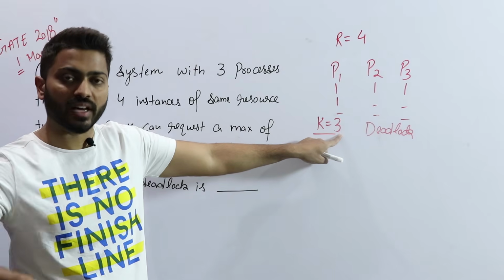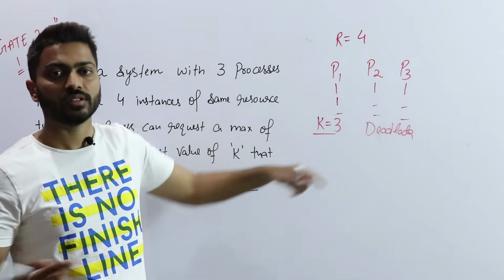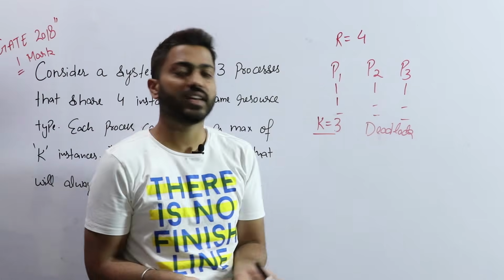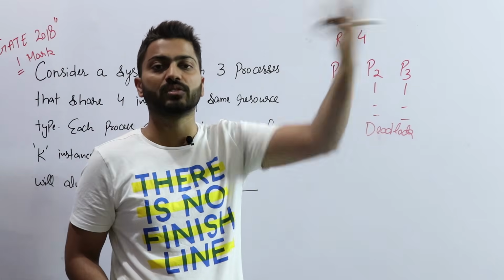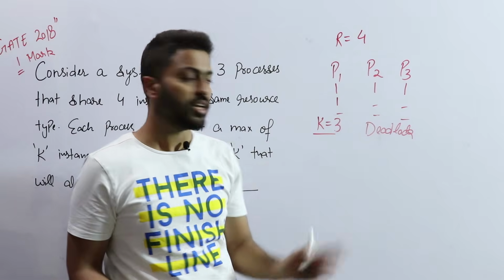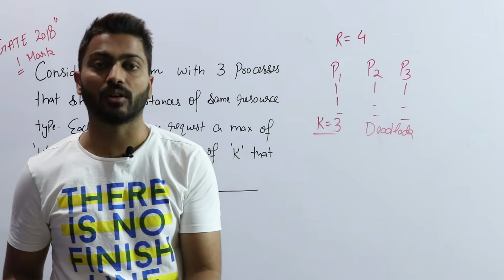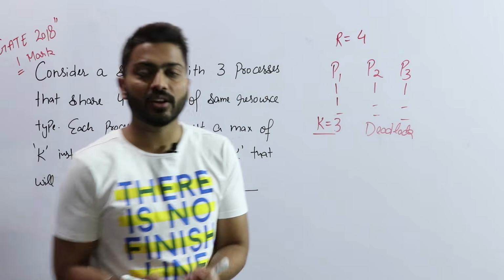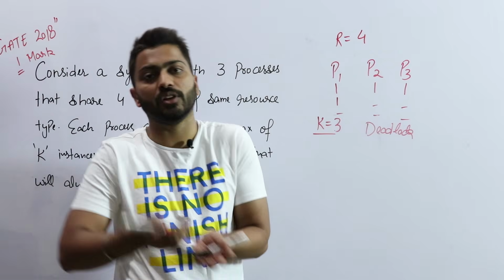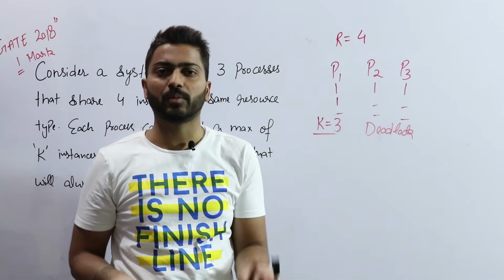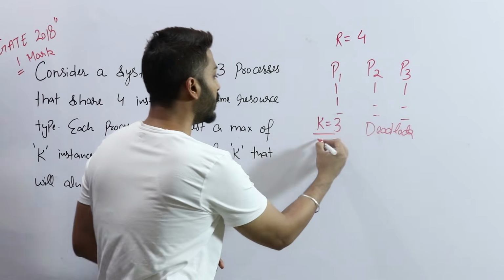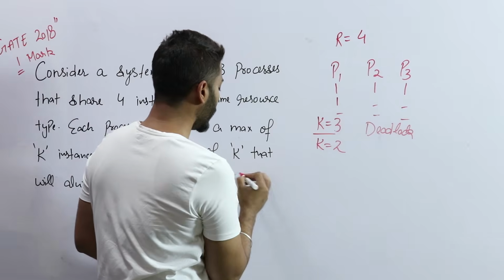So what is the value next? Because 3 is not the right answer, how can we take the demand as 4, 5 or 6? We cannot increase the demand, because when the demand is 3 only, there is still a possibility of deadlock in one case. So we cannot increase the value of K from 3 to 4, 5, 6. So what is the appropriate answer? The value will be 2. The answer should be 2 only.